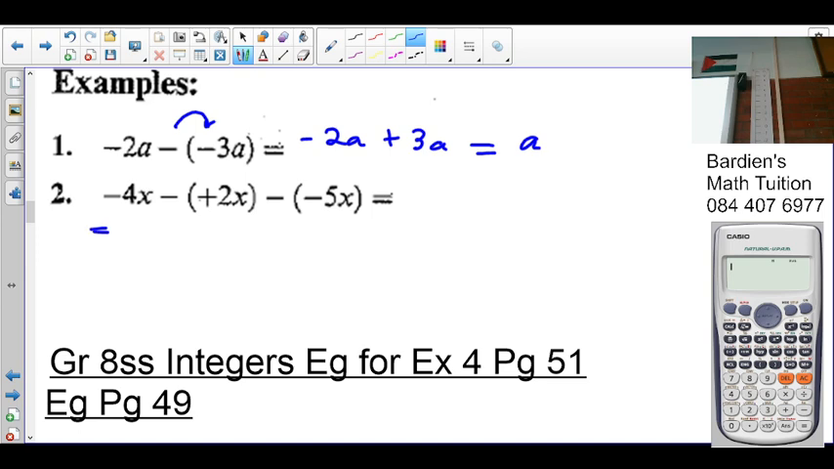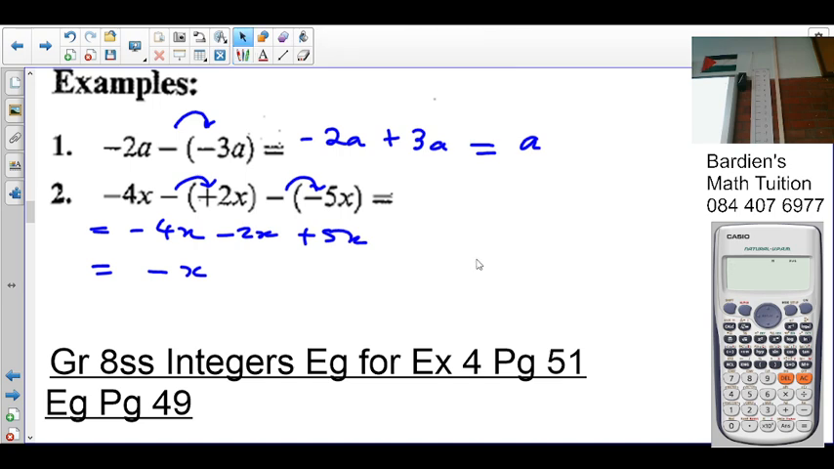Alright. Here we got negative 4x. Get rid of the brackets. What's negative times positive? Negative 2x. Negative times negative? Positive 5. So what is minus 4 minus 2? Negative 6. Negative 6 plus 5, negative 1. So negative 4x minus 2x is negative 6x. Negative 6x plus 5x is negative 1x, which is negative x. Okay, you guys understand? Let's carry on.